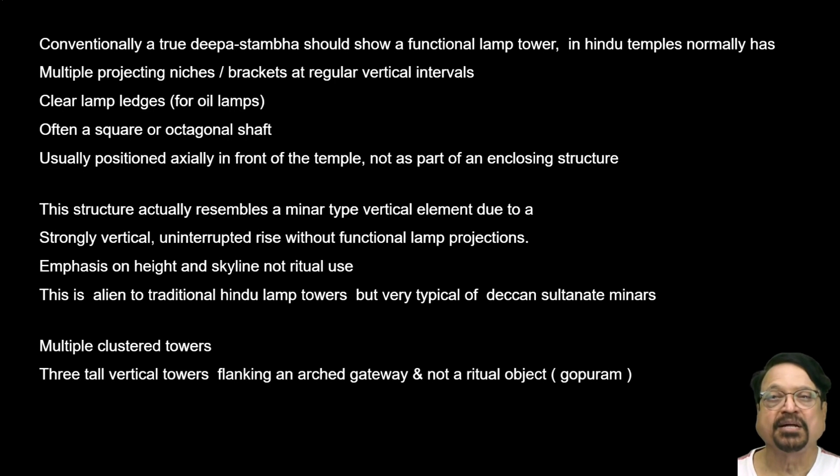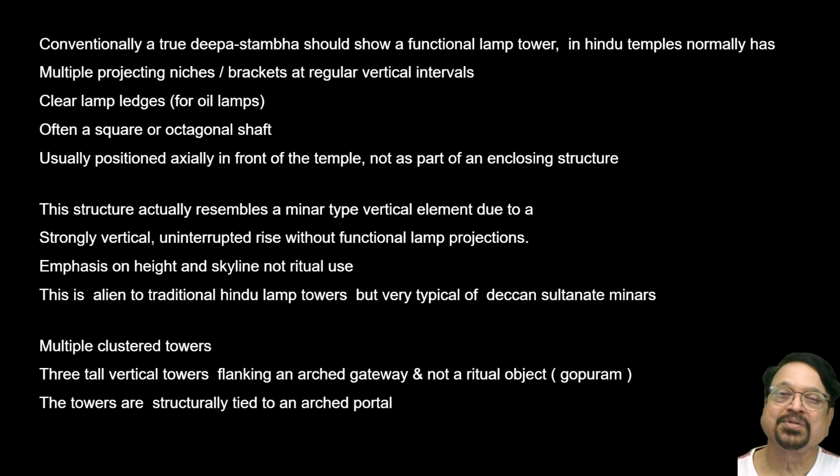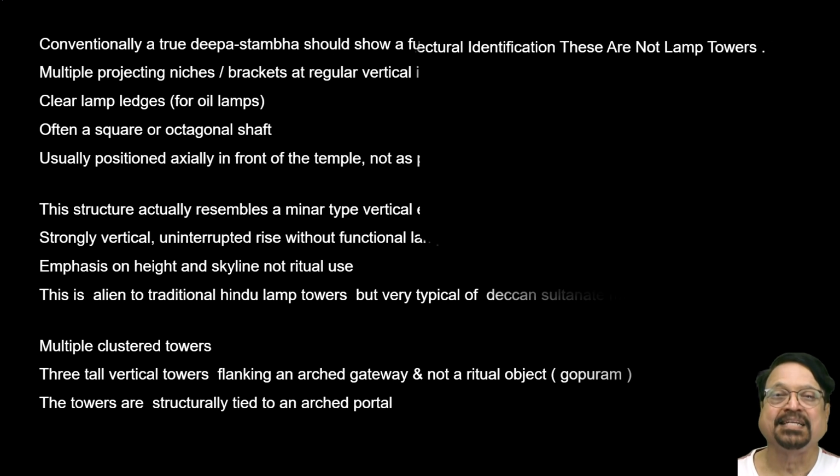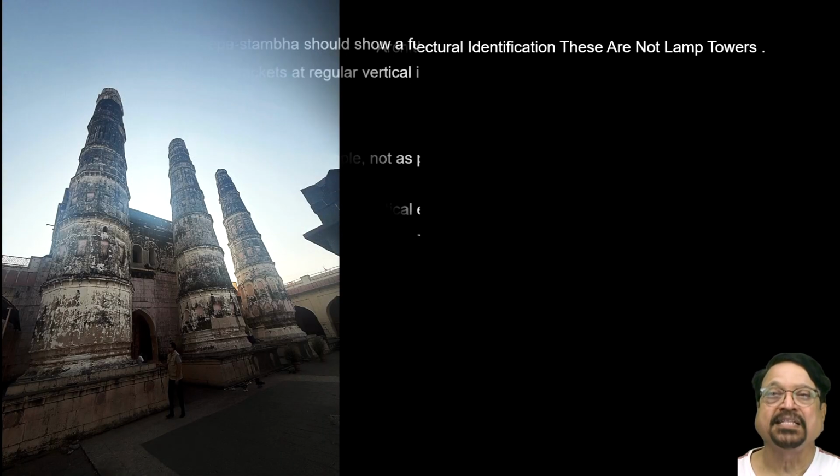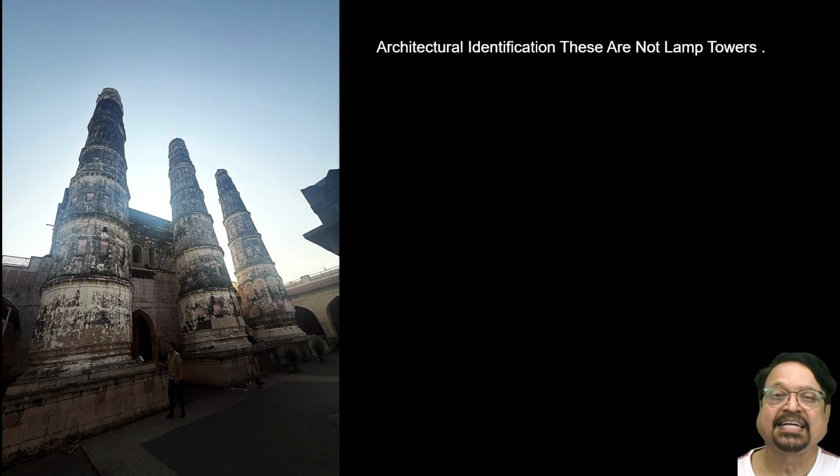Then you will find multiple cluster towers, then three tall vertical towers flanking an arch gateway, and not a ritual object. It is not a gopuram. But at the same time, if you go to the west side of it, you will find a gopuram. That also we are going to see. It is not a typical gopuram as you see in the south. It's different, but it resembles it. It may happen that somebody may say they had taken certain ideas from multiple monuments.